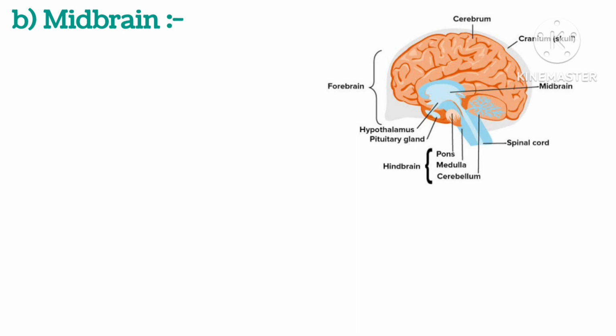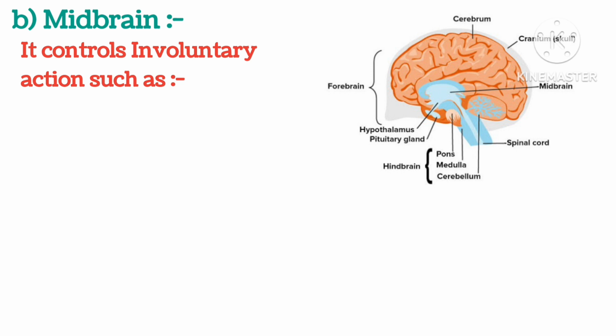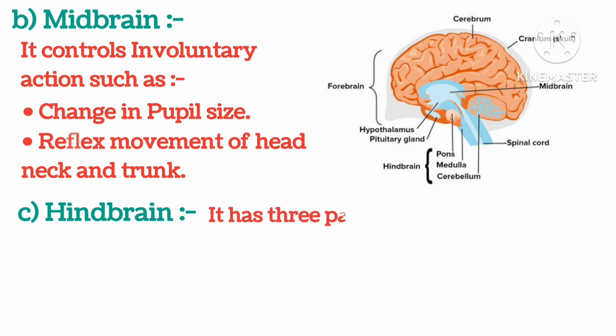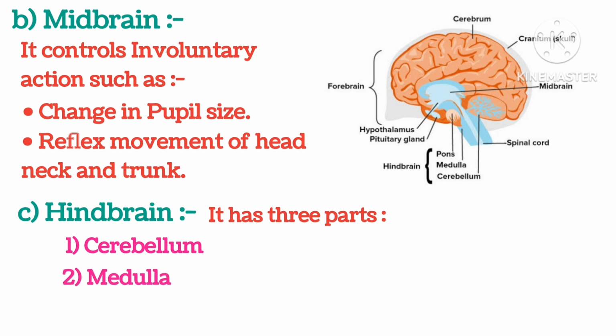Midbrain. As you can see in the diagram, the midbrain controls involuntary actions such as change in the pupil size, reflex movement of head, neck, and trunk. Hindbrain. It has three parts, as you can see in the diagram: cerebellum, medulla, and pons.